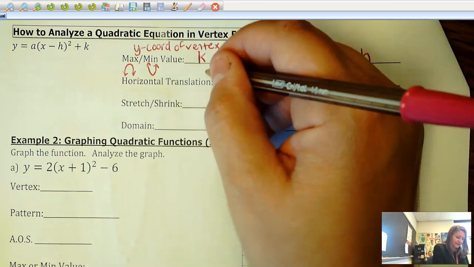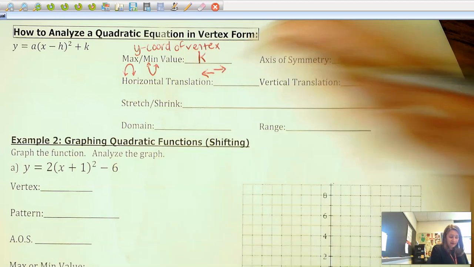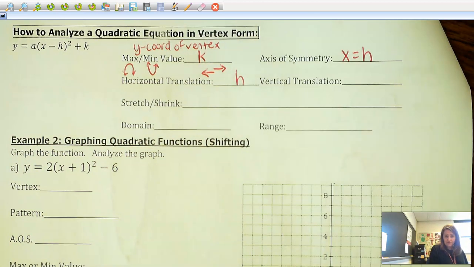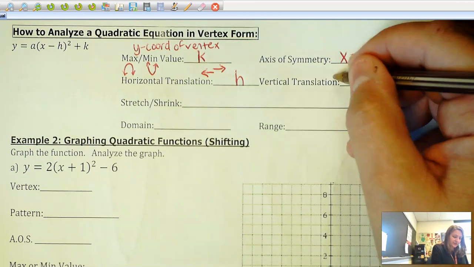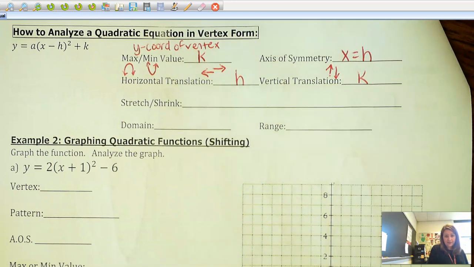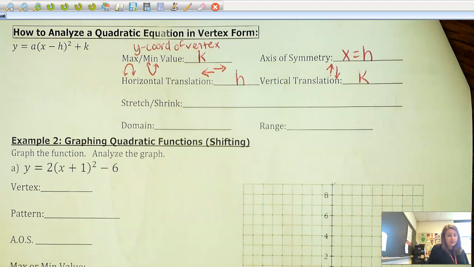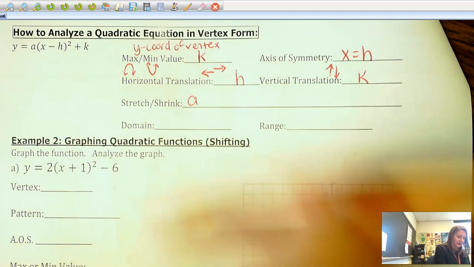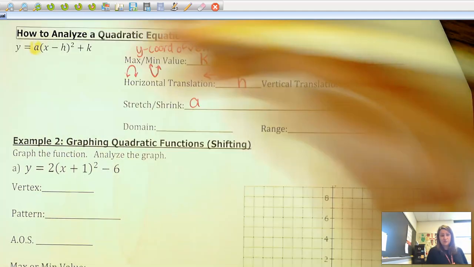The horizontal translation moves the graph left or right, and that's going to be based on your h, so whatever that is. And then your vertical translation is going to move your parabola up or down. That's going to be based on your k. Your stretch or shrink. So this is to do with that a value that's out in front here, and that affects your pattern as well.